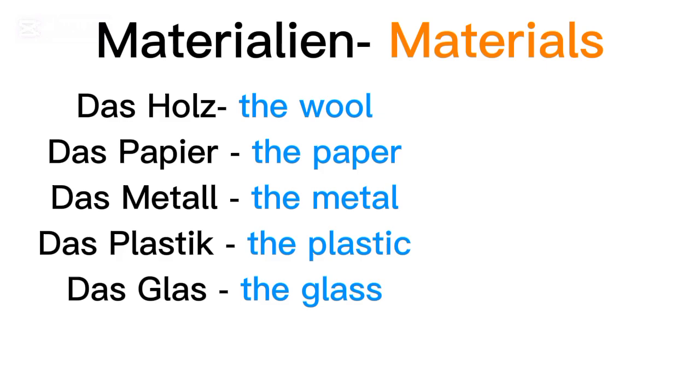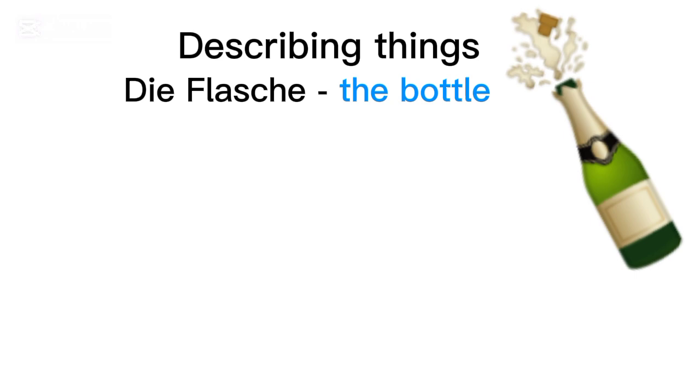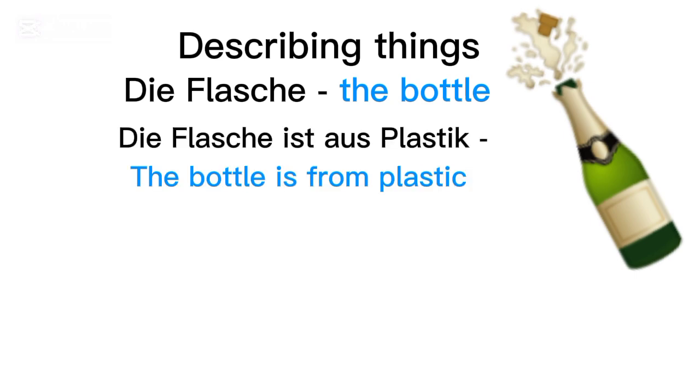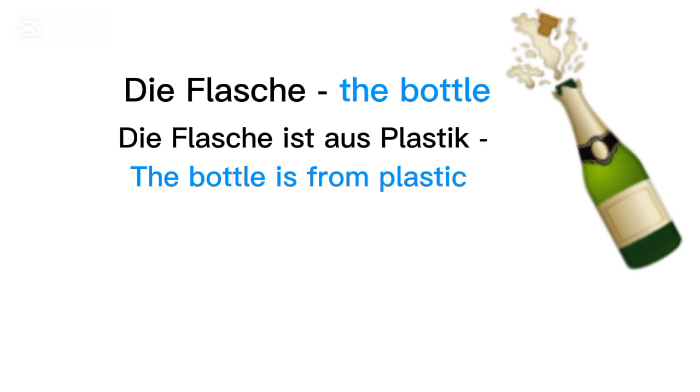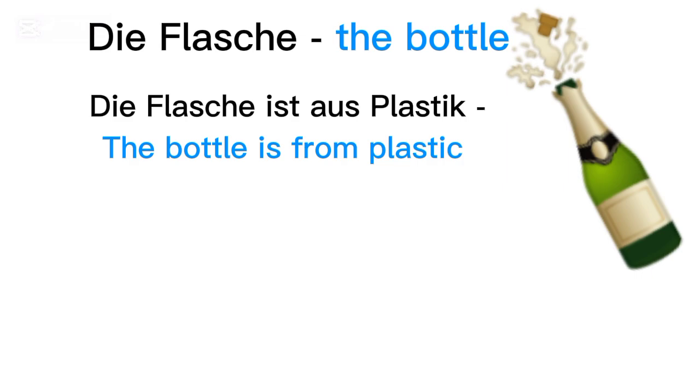And our first sentence to make, we are going to describe a bottle, okay? A bottle. As you all know, a bottle is a die noun, it's a feminine noun. So we'll say, die Flasche ist aus Plastik. Okay? Die Flasche ist aus Plastik. The bottle is from plastic material, or basically that is what it means.